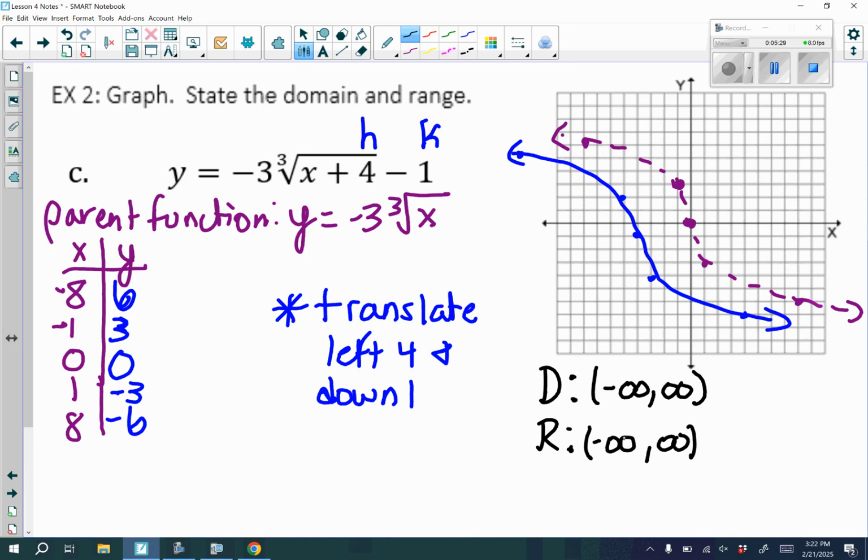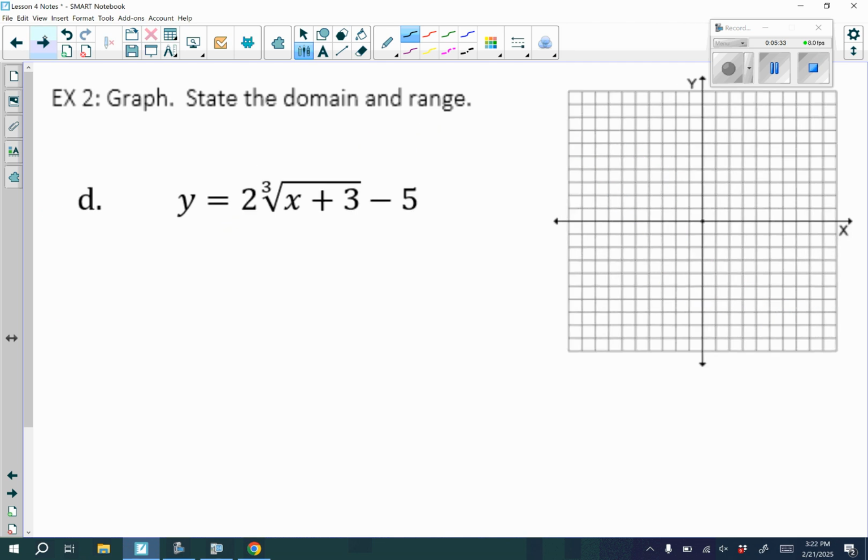Okay, let's look at our next example. We have y equals 2 times the cube root of x plus 3, minus 5. Now this is what I would like you to do. I would like you to pause the video and try this entire example on your own. So go ahead and do that.